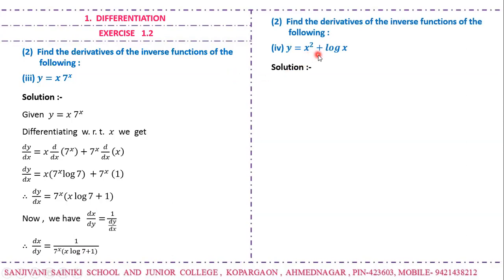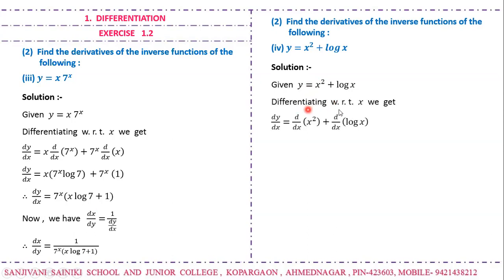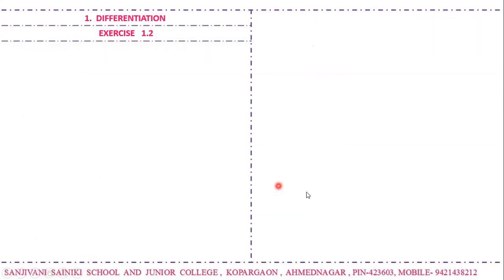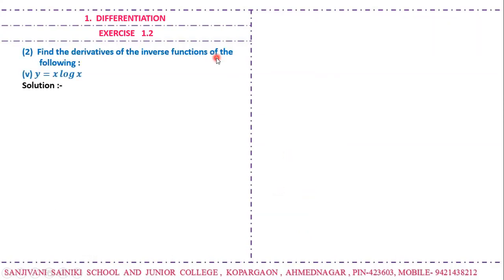Next function is y is equal to x square plus log x. Directly differentiate with respect to x. dy by dx is d by dx of x square plus d by dx of log x. Now the derivative of x square is 2x and derivative of log x is 1 upon x. So dy by dx is 2x plus 1 upon x. But we have dx upon dy is equal to 1 upon dy by dx, the reciprocal of the derivative. So put that value in this expression and simplify. You get x upon 2x square plus 1 is the derivative of the inverse function.